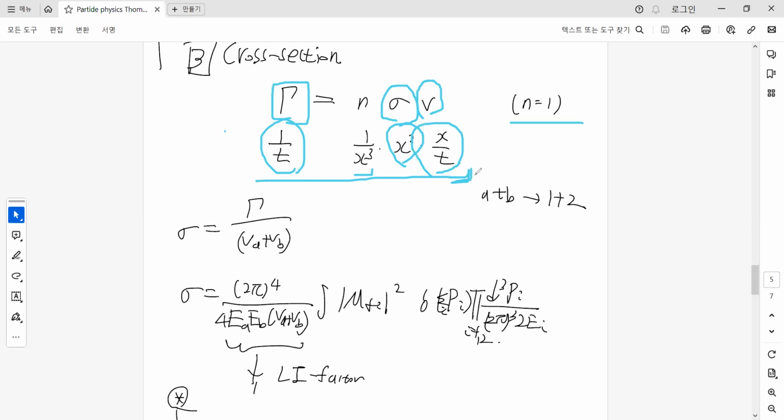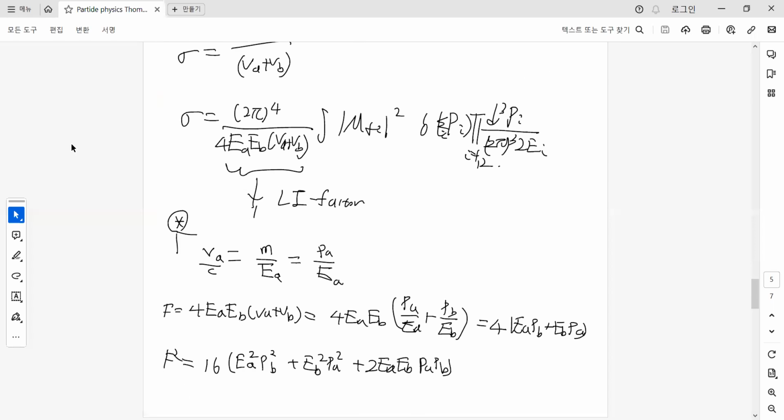And we set the number density equal to 1 because we only consider one particle scattering, two-by-two scattering. So the cross section is given by the decay rate with the relative velocity between the binary particles. The only difference is that initial velocity factor, and we can change this factor to a Lorentz invariant quantity by using some technique.